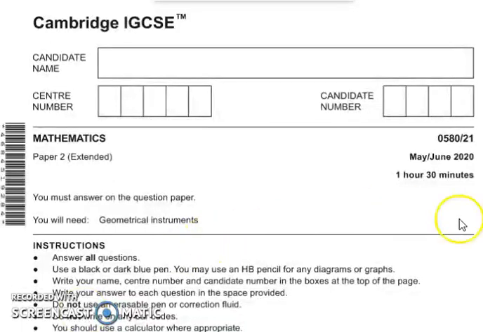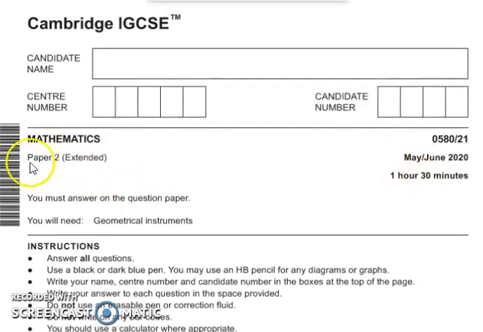Okay, in this video I'm going to answer the questions for Cambridge IGCSE Mathematics. This is for paper 2, from May/June 2020. The code number here is 0580/21. It's given there as 1 hour and 30 minutes. Okay, we shall start with the first question.